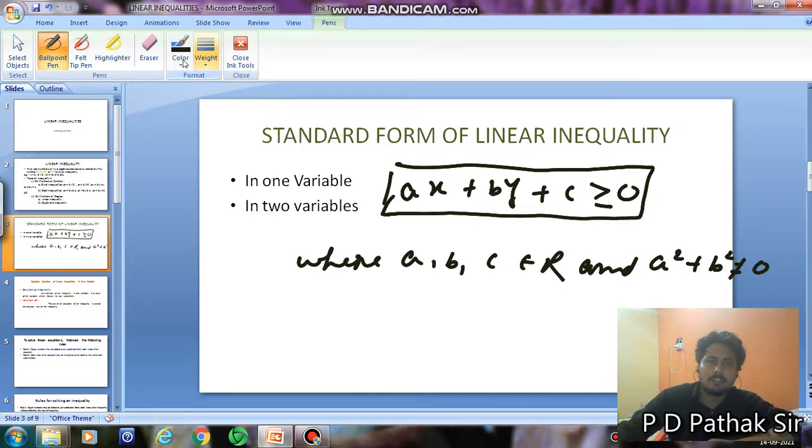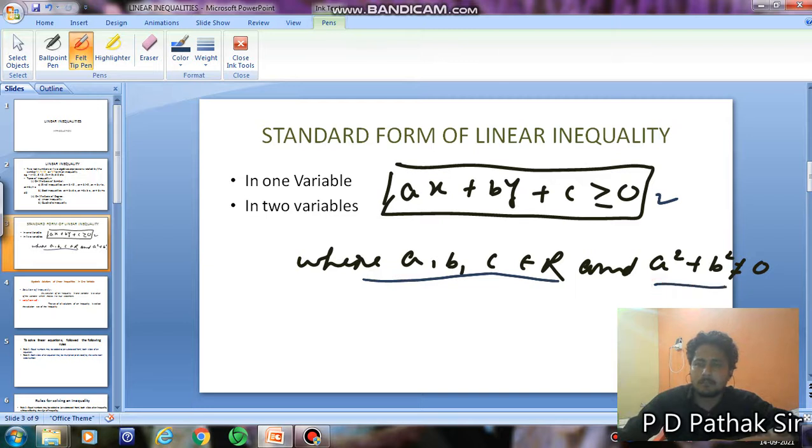If you are writing these three conditions, which three conditions? ax plus by plus c greater than equals to 0, or less than equals to 0, or greater than 0, or less than 0, where a, b, c belong to R and a square plus b square is not equal to 0, then you will get full marks out of full marks.